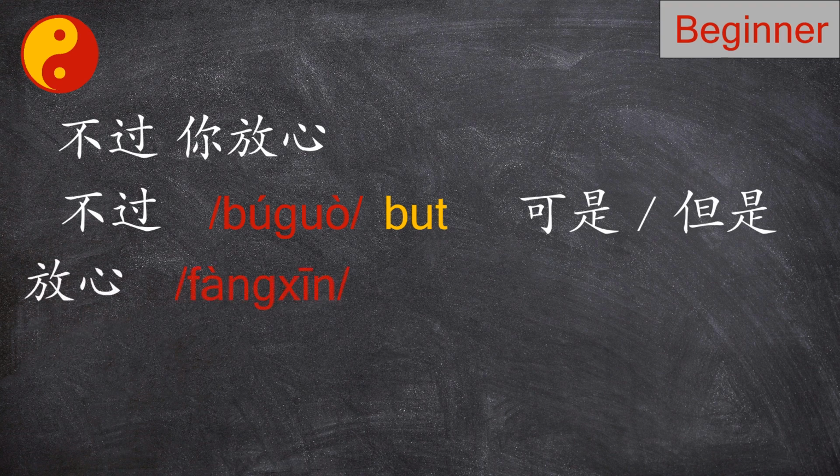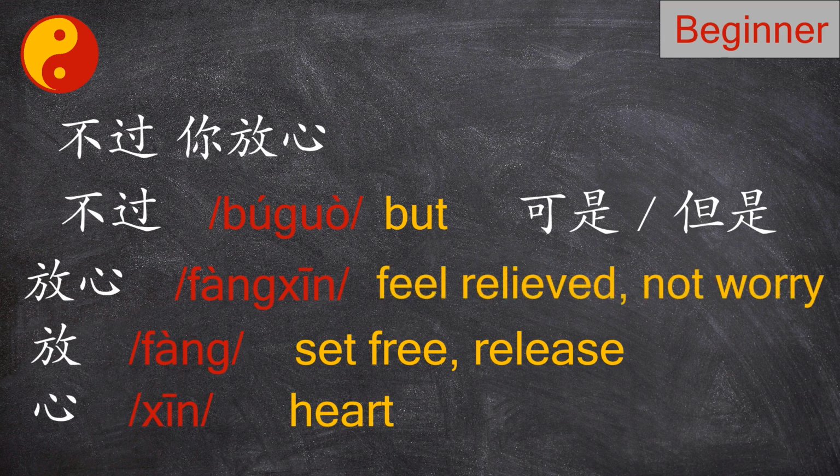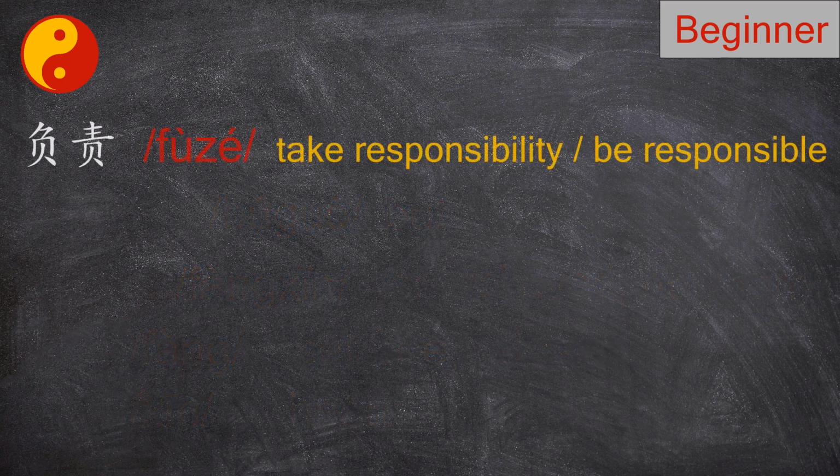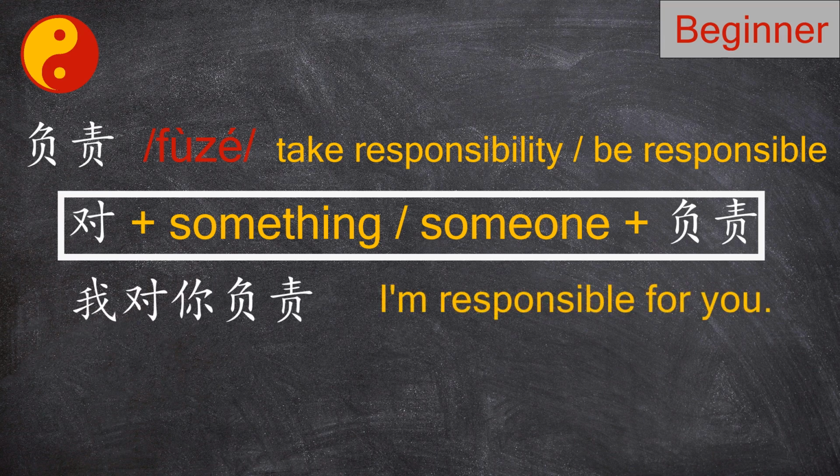不过你放心. 不过 means but, quite similar to 可是 and 但是. 放心 what does it mean? Let's break it down. 放 means set free, release, and 心 means heart. So 放心 means feel relieved, not worry. 负责 means take responsibility or be responsible. Here it is used in the structure 对 plus something or someone plus 负责. It means be responsible for something or someone. 我对你负责. It means I'm responsible for you.